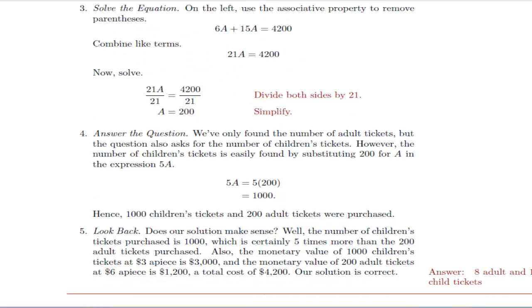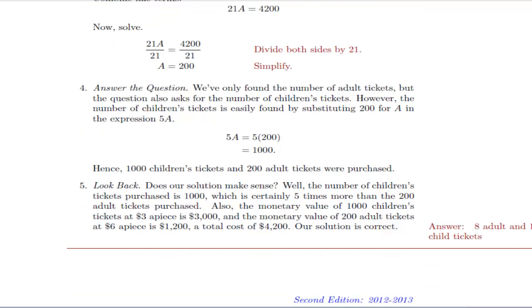4. Answer the question. We've only found the number of adult tickets, but the question also asks for the number of children's tickets. However, the number of children's tickets is easily found by substituting 200 for A in the expression 5A. So 5A equals 5 times 200 equals 1,000. Hence, 1,000 children's tickets and 200 adult tickets were purchased.